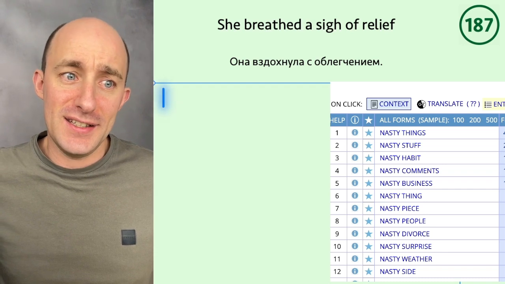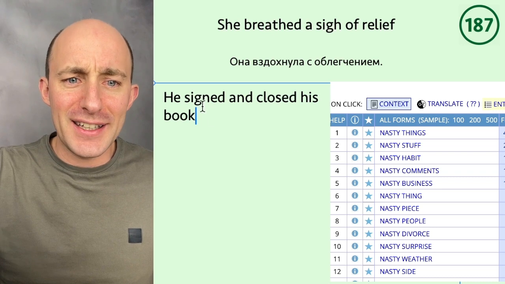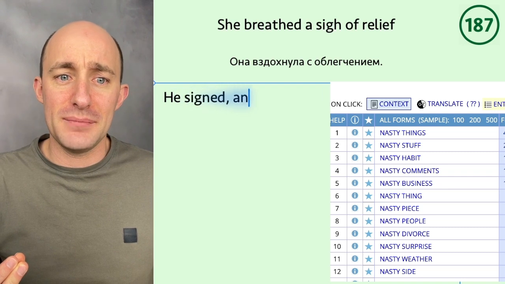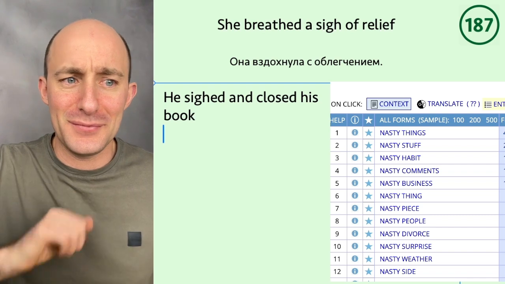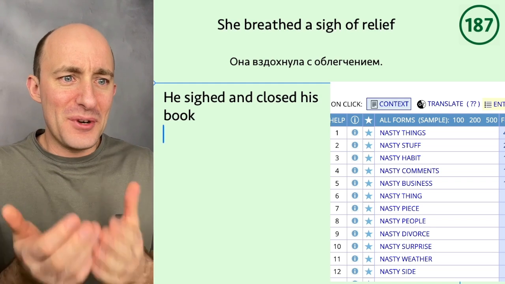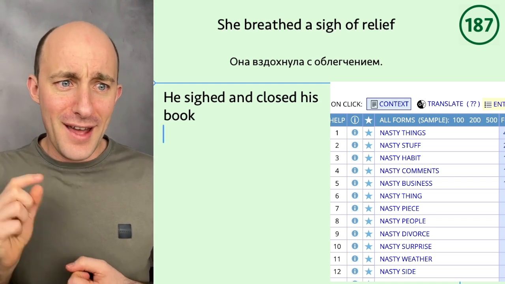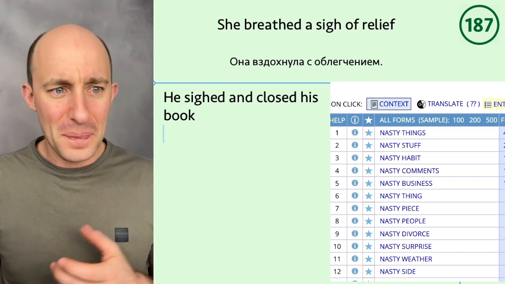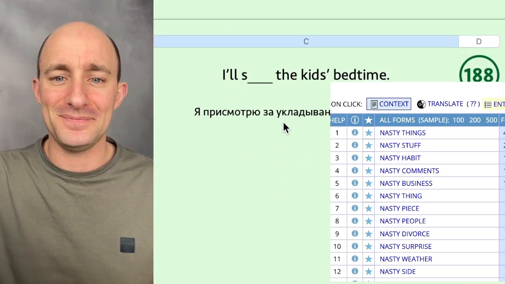There's also the verb. He sighed and closed his book. Not signed, sighed. Let's try again. He sighed and closed his book. Nope. I'm not saying N, but voice typing's not working. He sighed. For example, I'm reading my book or I'm doing something on my phone and my kids come and bother me. Daddy, daddy. Okay. He sighed and put down his phone. He sighed and closed his book.